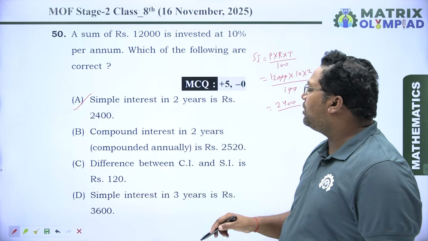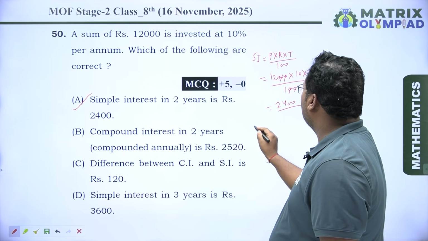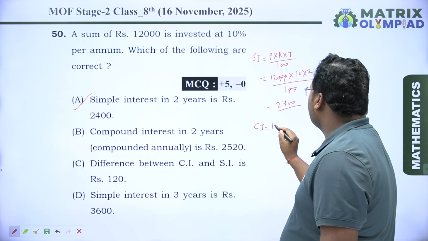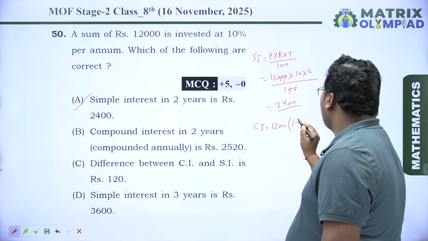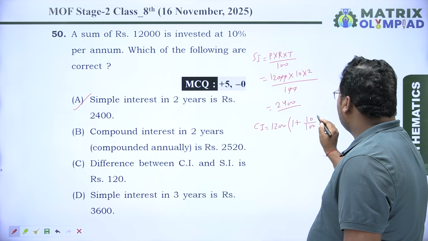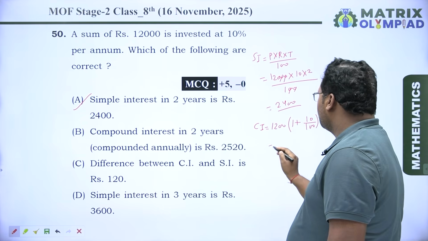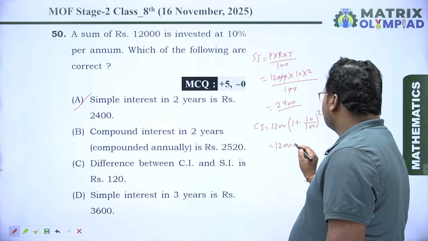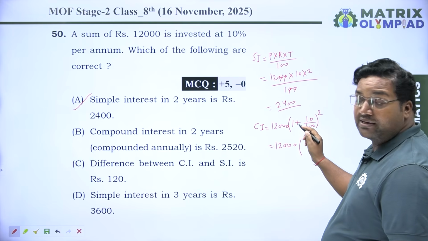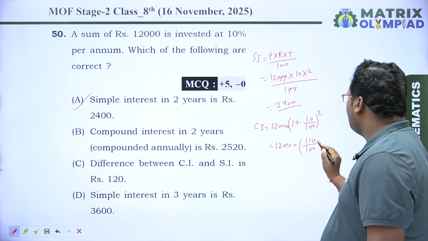Next is, compound interest in 2 years is rupees 2,520. So we have to calculate the compound interest, and the compound interest formula is principal amount into 1 plus rate, which is 10 by 100, whole square. Time is given 2 years, so it is 10 by 100 whole square. So which is equal to 12,000 into 100 plus 10 is 110 upon 100 whole square.